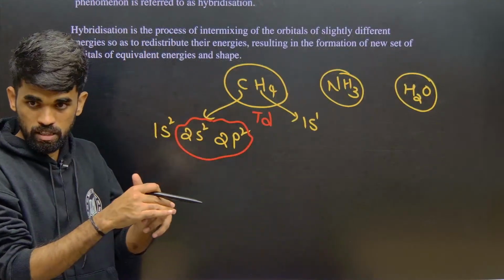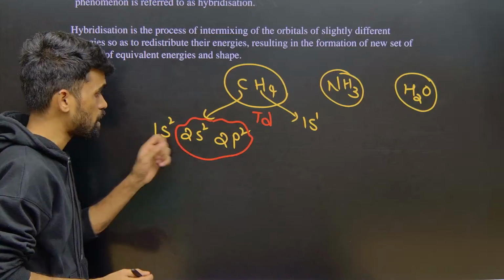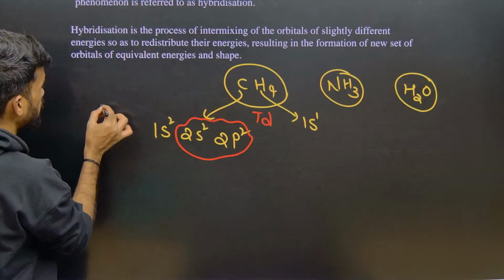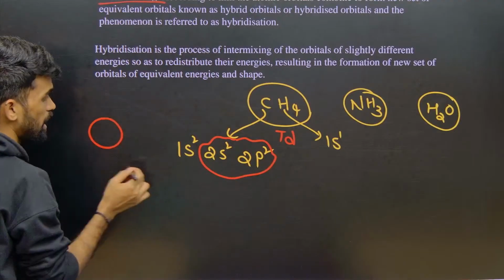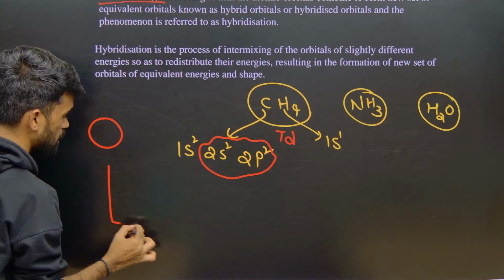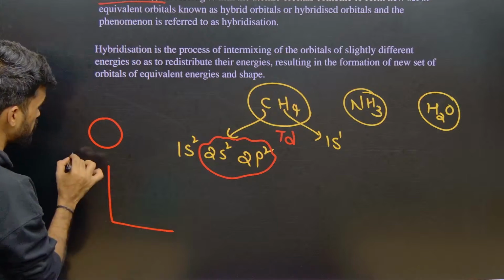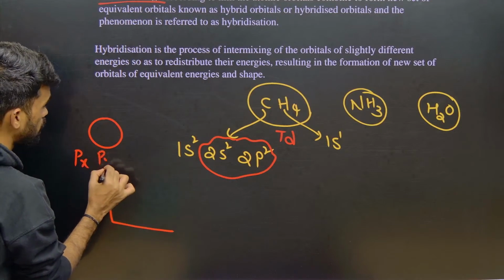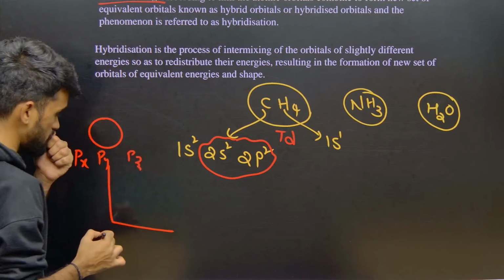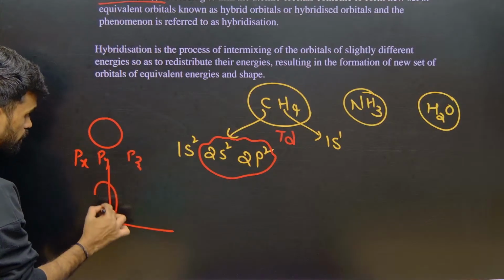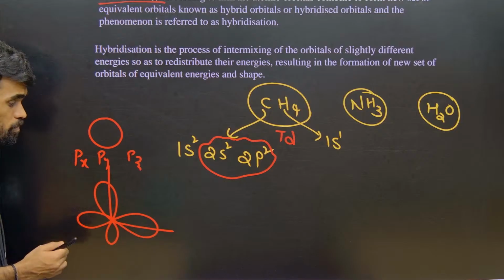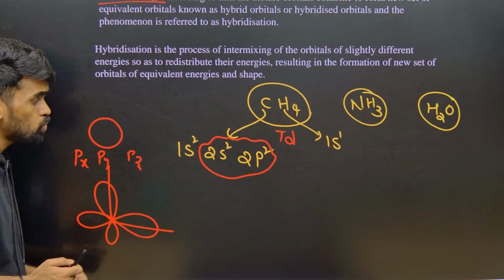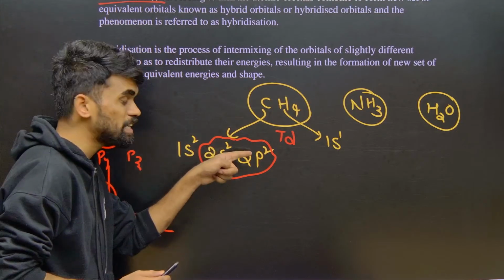They will mix together. Why will they mix? For example, if I say s orbital, that should be like a spherical shape, and p orbital will be something like a dumbbell shape. If I say px, py, pz, how are they? They are at 90 degrees to each other, something like this. Now what they will do is they will intermix.